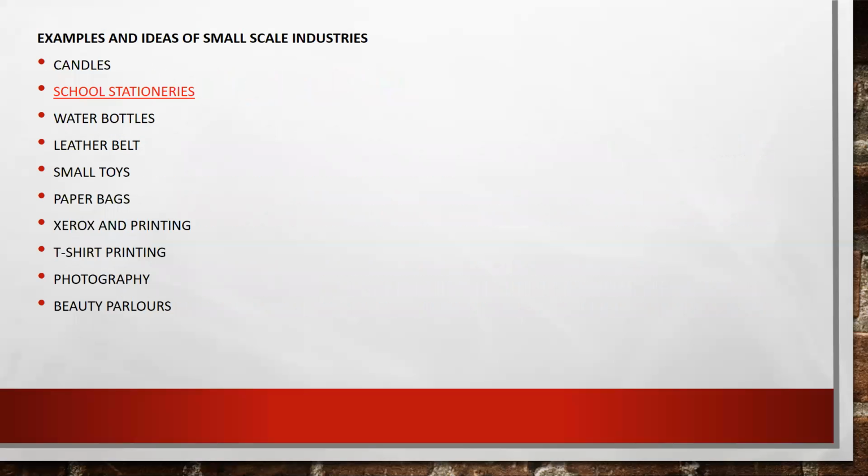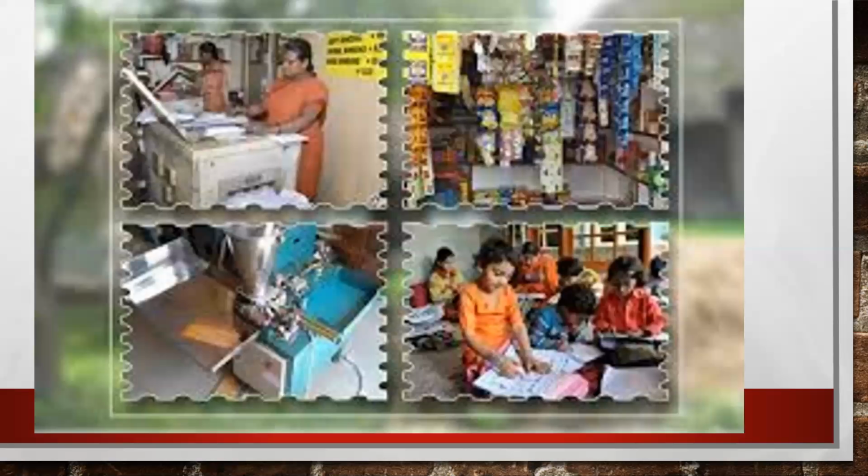Let's now look into certain examples and ideas of small-scale industries. As I mentioned earlier, if you look around, all the basic essential products which we use to meet our day-to-day requirements, such as candles, stationery, water bottles, leather goods, toys, paper bags, photocopying or Xerox and printing products, t-shirt printing, photography, beauty parlors. Look onto the examples here. As I mentioned earlier, women also do get employed in these small scale industries. They are labor intensive. The stationery used by children and offices is all supplied by small scale industries.